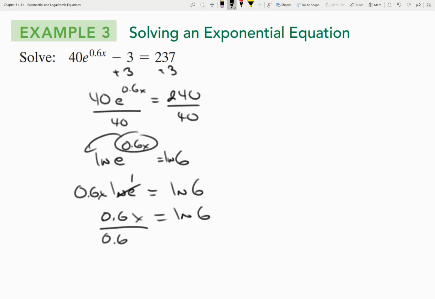Divide both sides by 0.6. And so x is equal to the natural log of 6 divided by 0.6. That is my answer in terms of a logarithm. Natural log of 6 over 0.6 is equal to 2.9863. Okay, and that we have our exact answer.